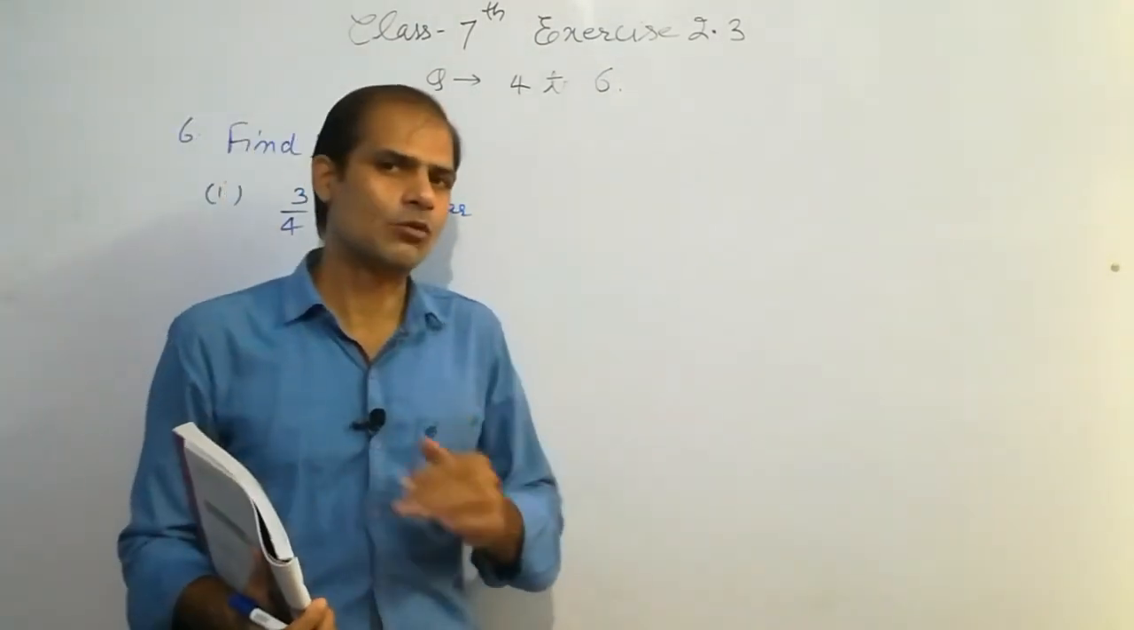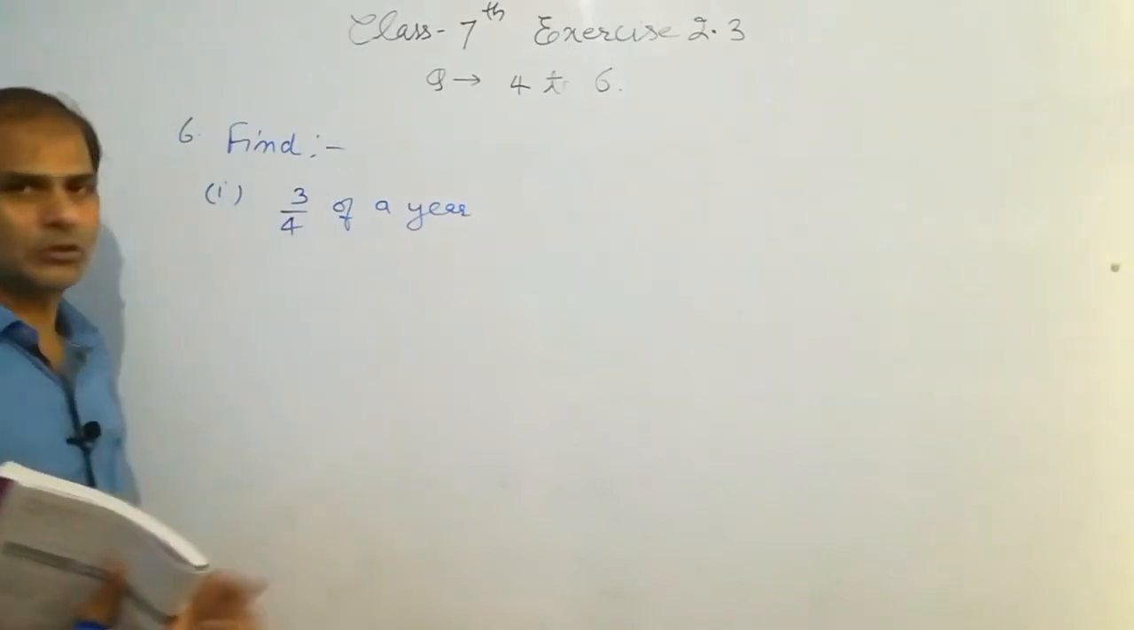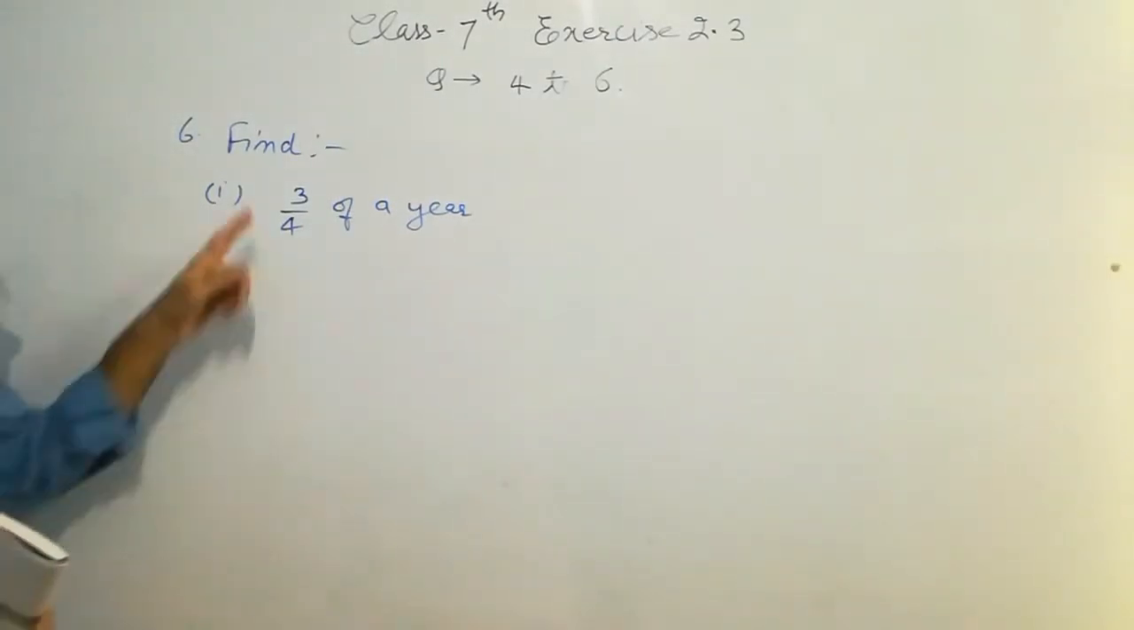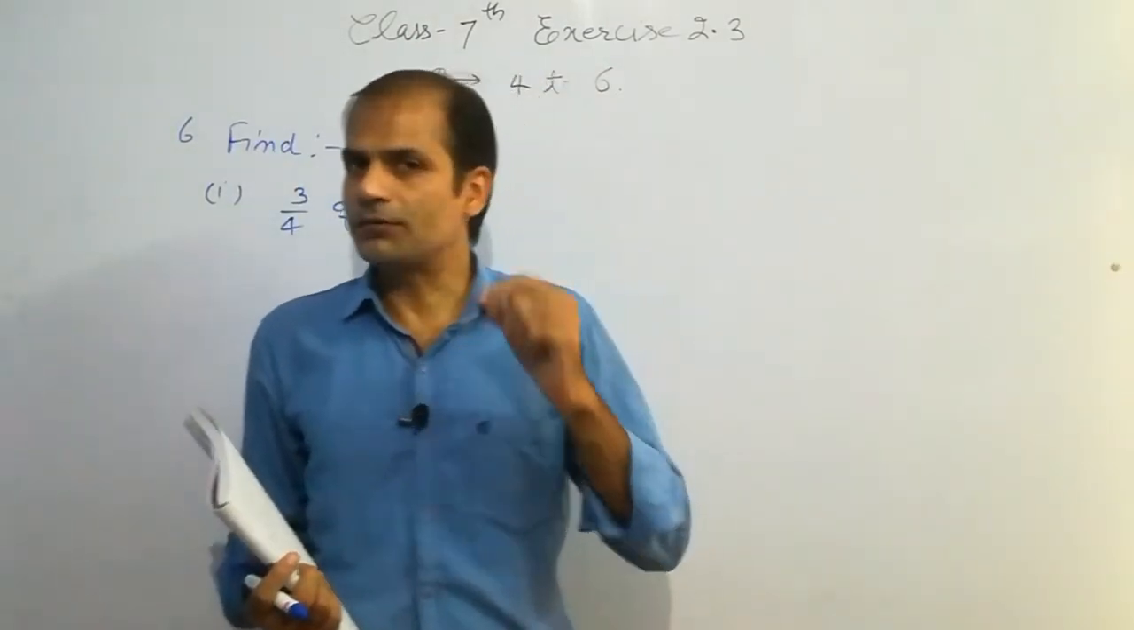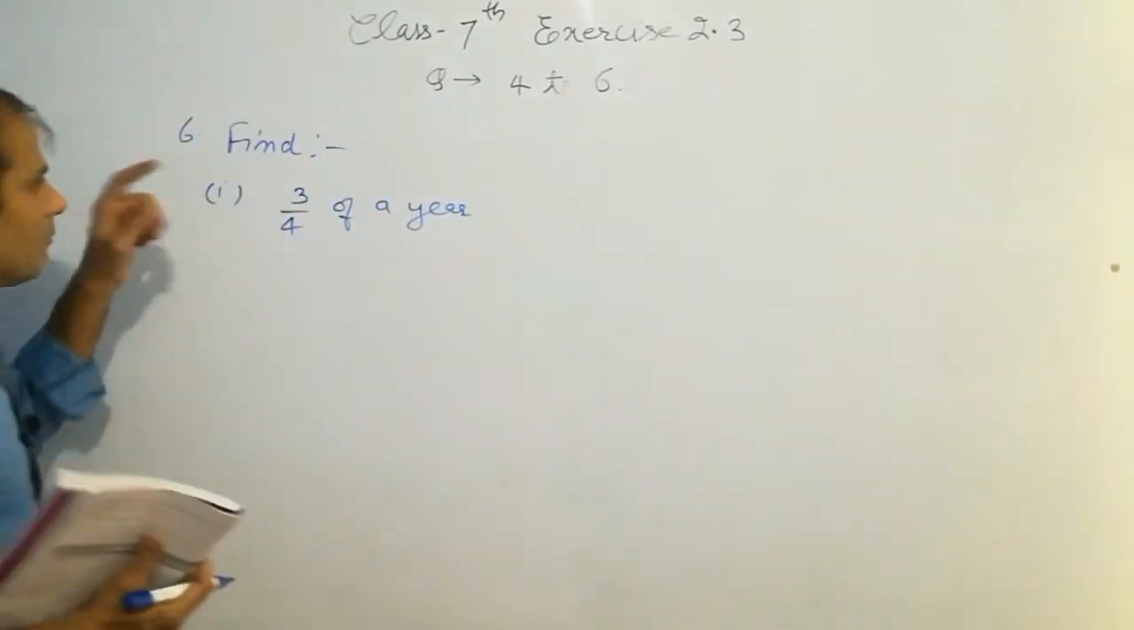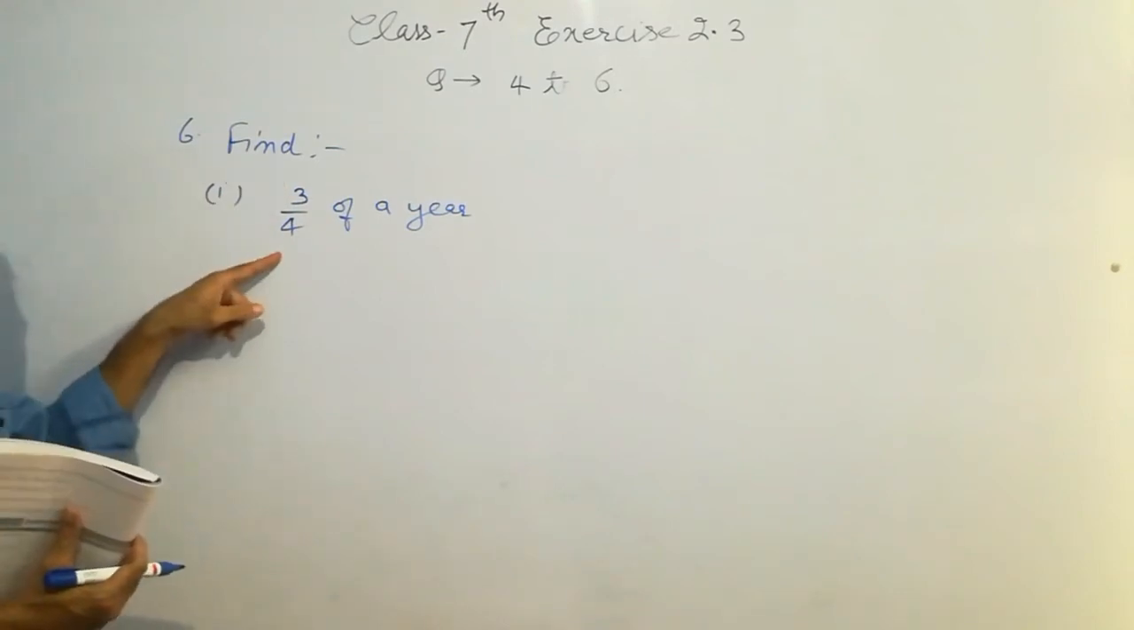Now convert this into months. So 1 year equal to 12 months. Then you have to find 3/4 of 12 months. What is the meaning of 3/4? Listen, we have to select 3 parts out of 4 parts.